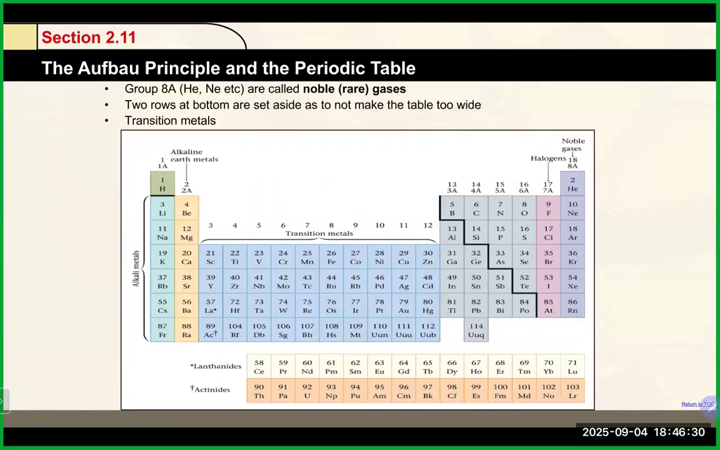Now, a couple other things, obviously, as we were talking about here, between group 2 and 3 on the periodic table, these are our transition metals.